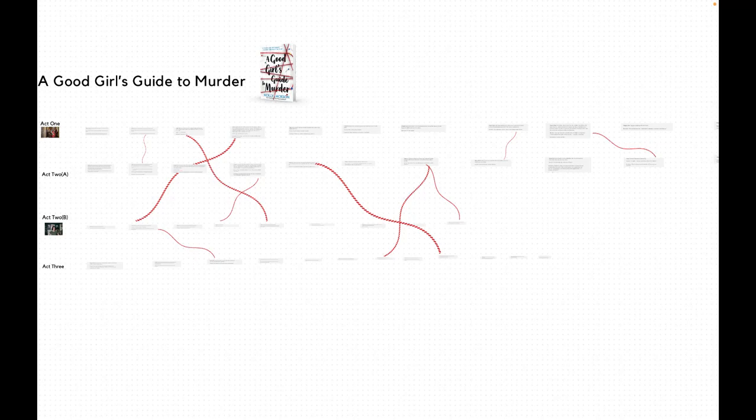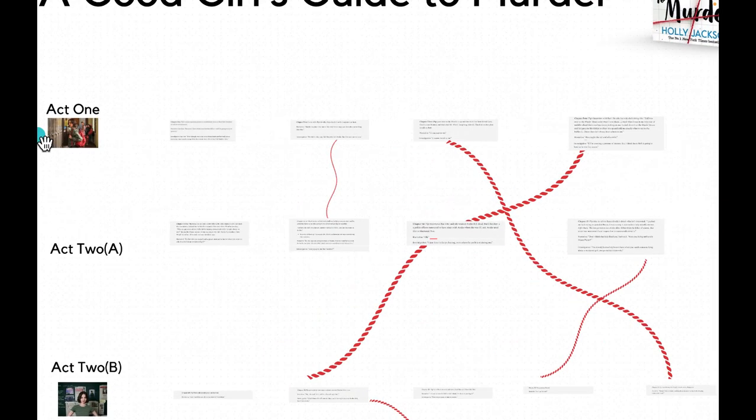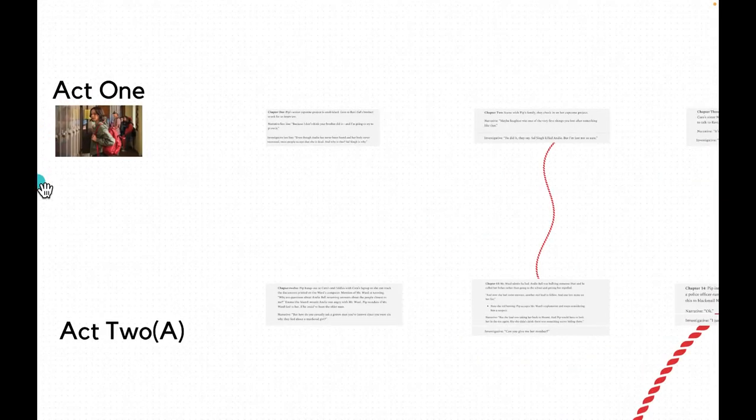So what we're going to do in this video is we are going to go through every single chapter, and we're going to look at the last line of the chapter and talk about how that propels us forward, and also just the overall use and purpose of that chapter in the book.